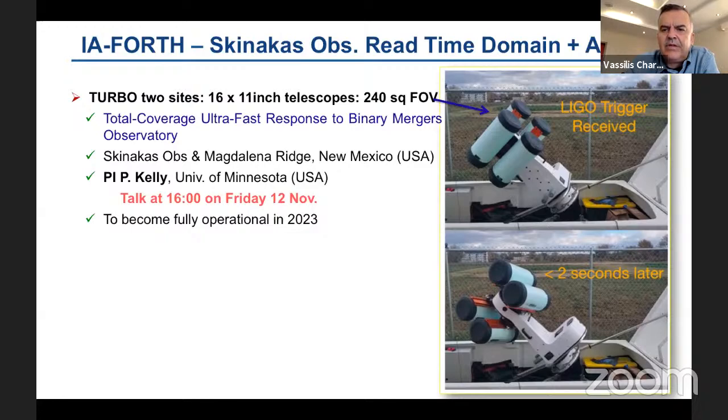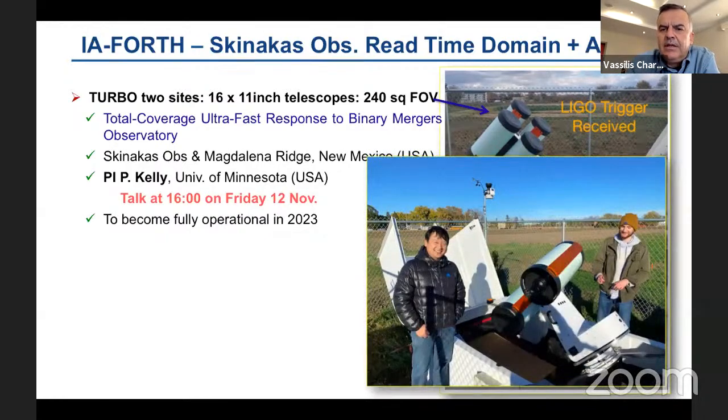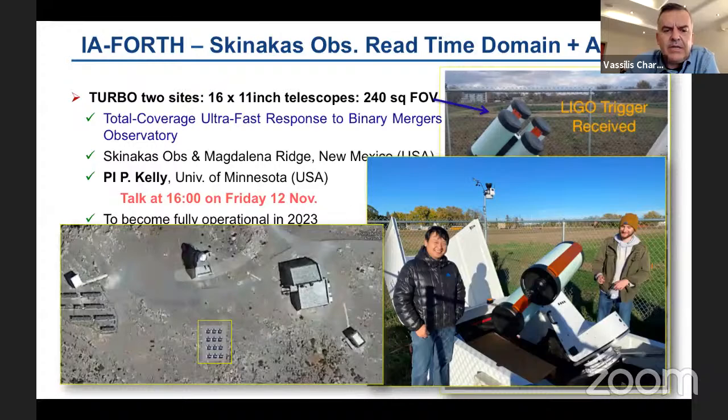You can see the original design to the right, where the telescope can point within 2 seconds at any part of the sky. This was the original design with 8-inch telescopes. Now Pat is able to do the same thing with 11-inch telescopes. Here you can see the new telescopes next to a typical graduate student at the University of Minnesota. And this will be placed at Skinakas. You can see the site that we have selected, and we expect that this will be operational in 2023.